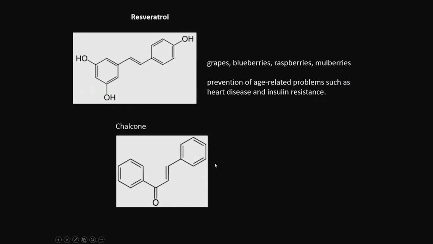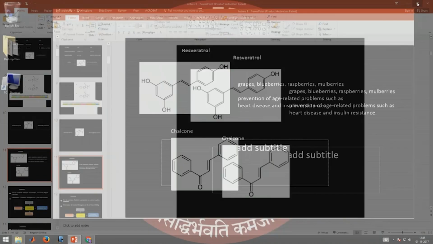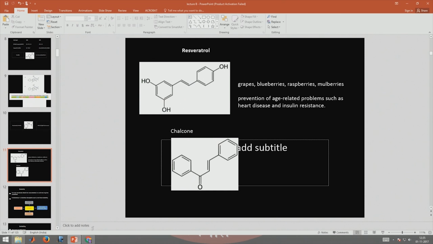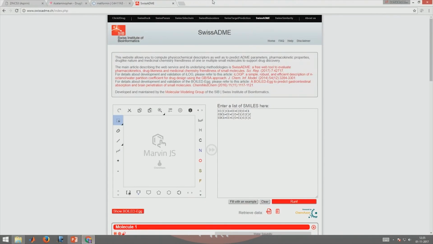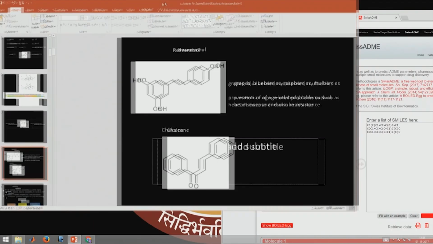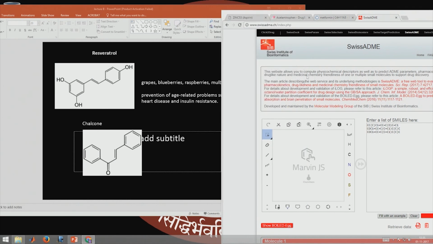Look at the SMILES notation of this. We can look at the SMILES notation of chalcones also. Okay, so let us try that. We can just try this SMILES notation here. So, we can use this particular software to do that. I want to show you guys how it is done.